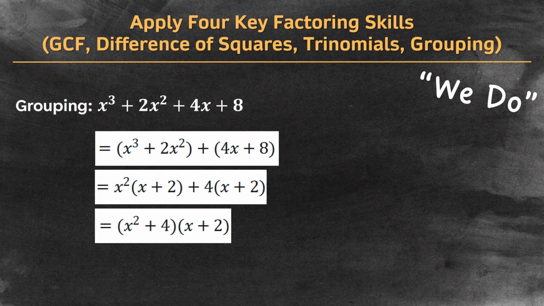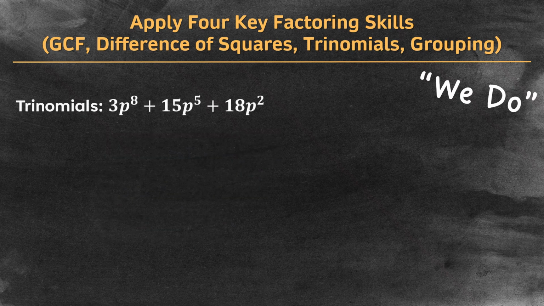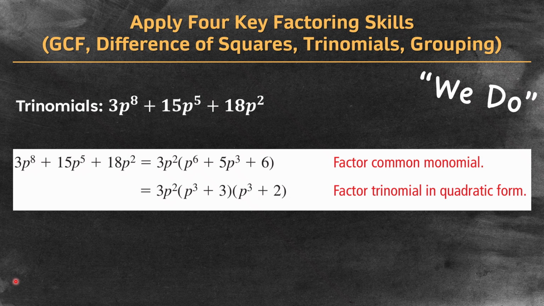Now, going on, we have the trinomial 3p to the power of 8 plus 15p to the power of 5 plus 18p to the power of 2. Before we do anything, can we factor out something? Yes, we can. We have 3 in each one and p squared in each one. So take it out. So we have 3p squared times the quantity p to the power of 6 plus 5p cubed plus 6.